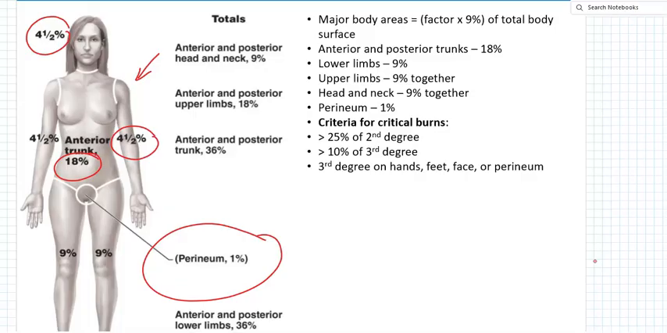So, the question that you can totally expect: I give you a description. Patient has a burn on the anterior aspect of the head. What percentage is affected? 4.5. Clear? Yeah. I promise that the numbers are going to be, if you know the rule of 9s, super easy. I'm not going to give you like 26, 27, 28, 29%. Okay? Am I clear? Right? Good. I'm not going to ask criteria for critical burns.